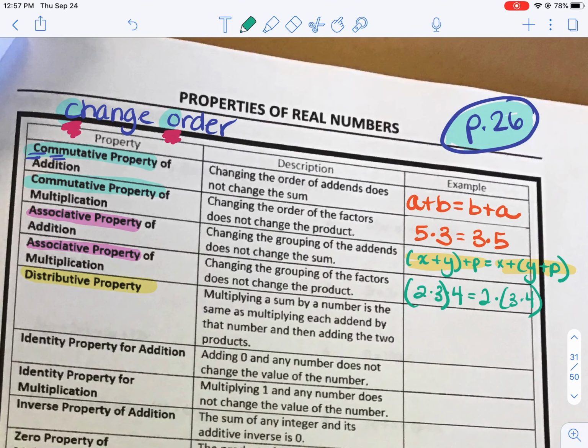Now, one of our most favorite properties of all time is distributive property, so I'm going to take a minute to talk about this. Distributive property is when we multiply a number, usually over a variable and another number.